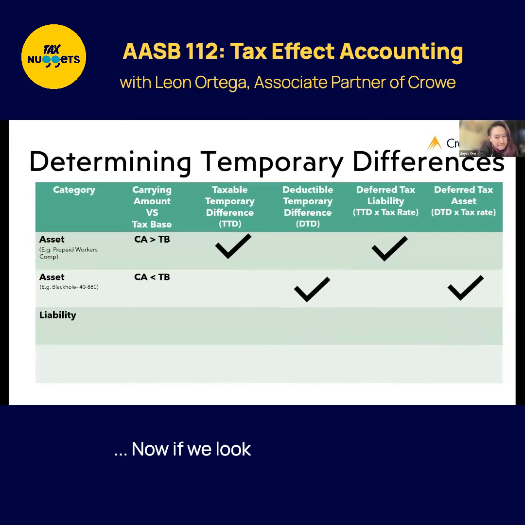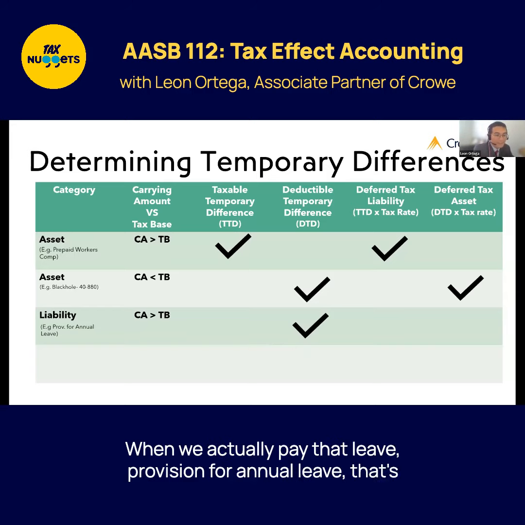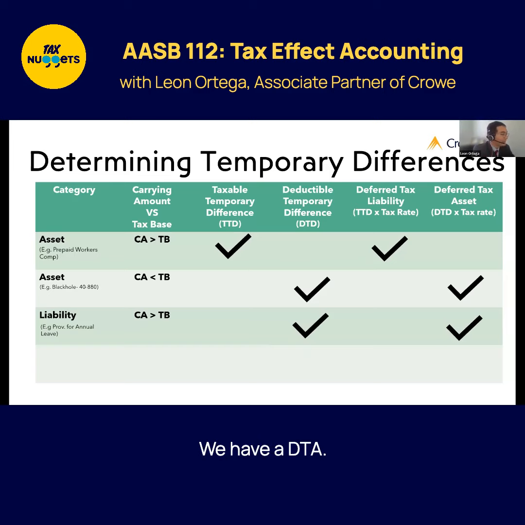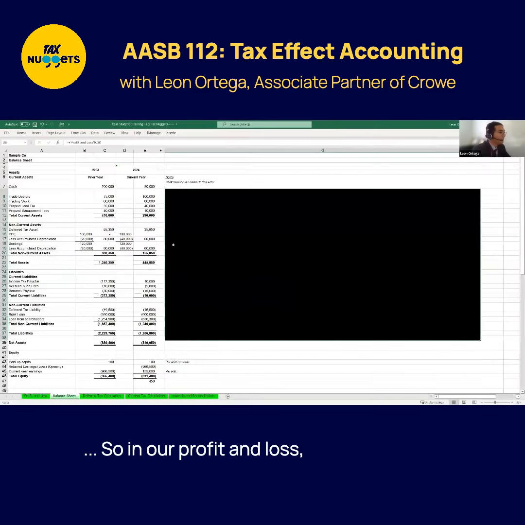So now if we look at the liability side, I've mentioned this already a while ago, provision for annual leave. Do we have a tax base? Yes or no? No. Very good. Hence our carrying amount is more, but it's the opposite effect here. We have a deductible temporary difference. When we actually pay that leave, that's the time we can get the deduction. We have a DTA.